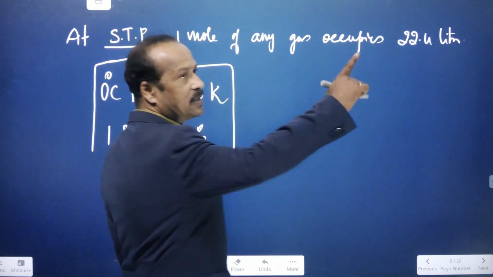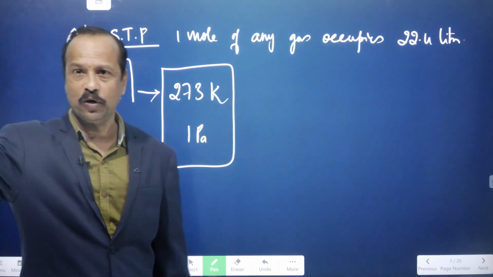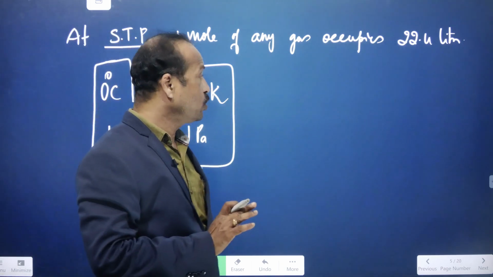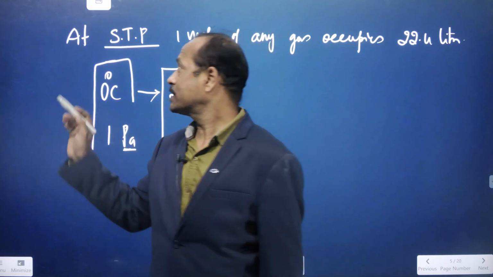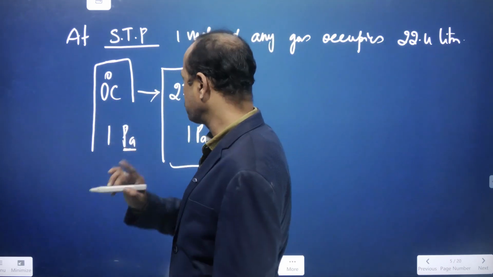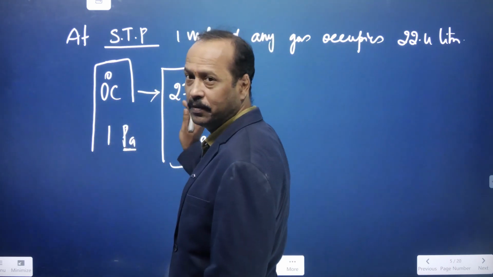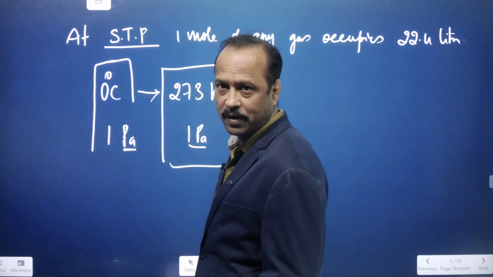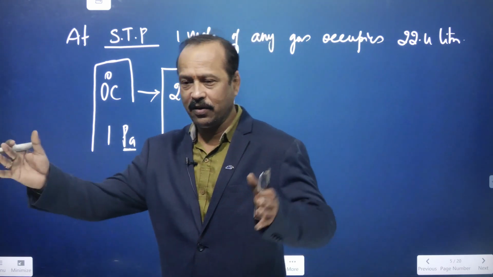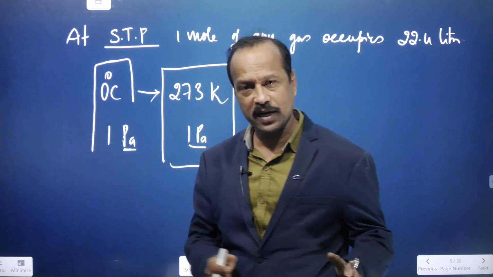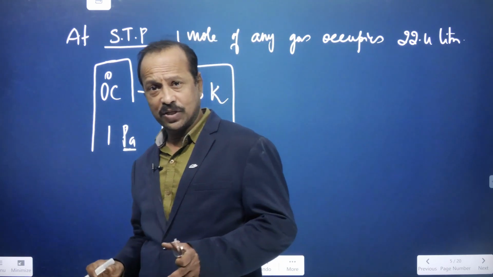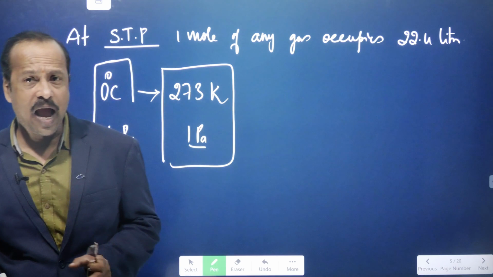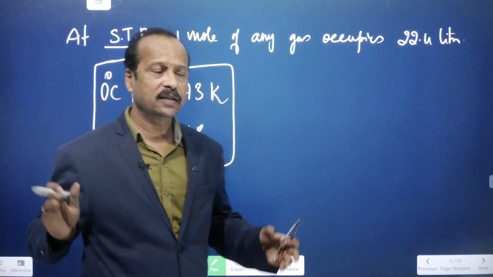The meaning is what? At STP, this is a room. For example, you think this is one room. In this one room, I am maintaining the standard temperature and pressure. Means here the pressure is 1 Pascal and the temperature is 273 Kelvin. Now in this I will take different containers, and under these conditions I am taking different gases in those containers.